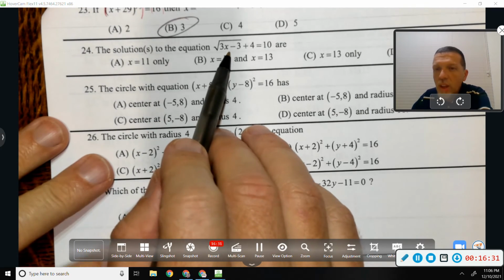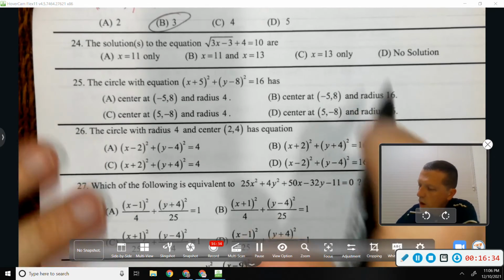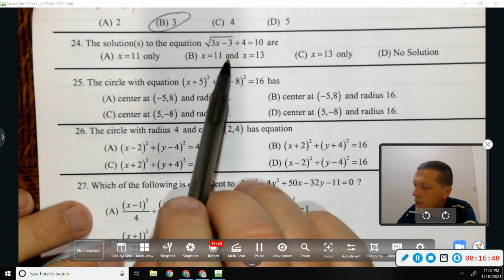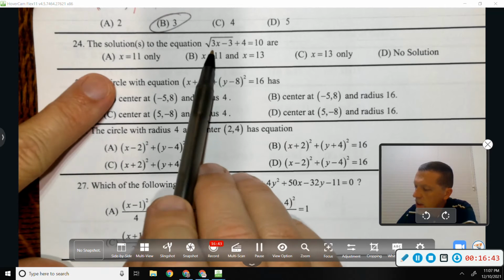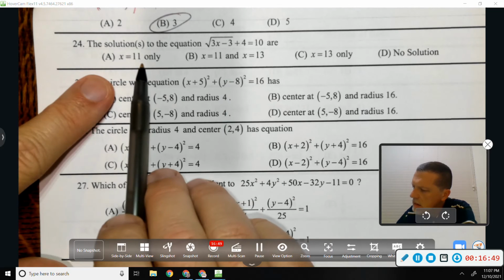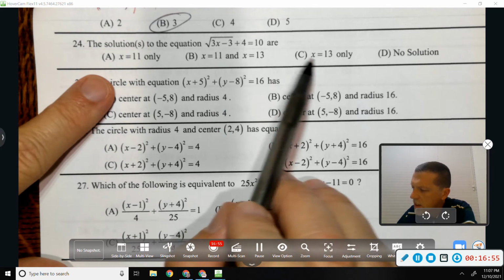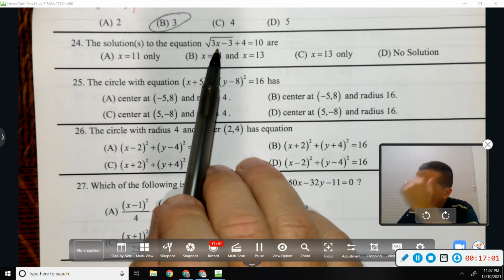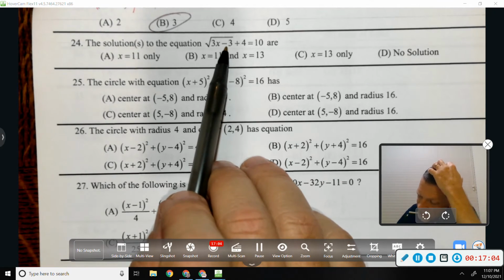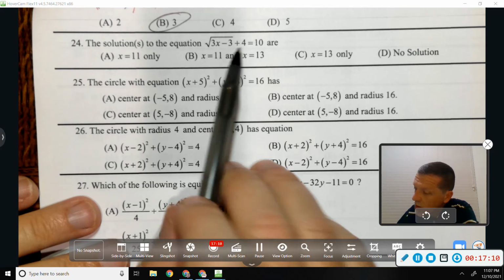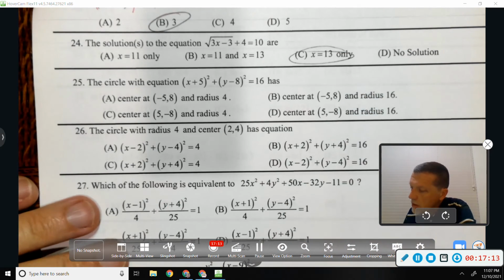24, you're going to square both sides, which means you might get extra solutions, so I'd be real careful. 11 or 13, my guess is one of them works and one of them doesn't. Let's just try 11. 33 minus 3 is 30. That's not even going to work for 11. Square root of 30 is not anything nice. Plug in 13. 13 times 3 is 39. 39 minus 3 is 36. Square root of that is 6. 6 plus 4 is 10. So x equals 13.